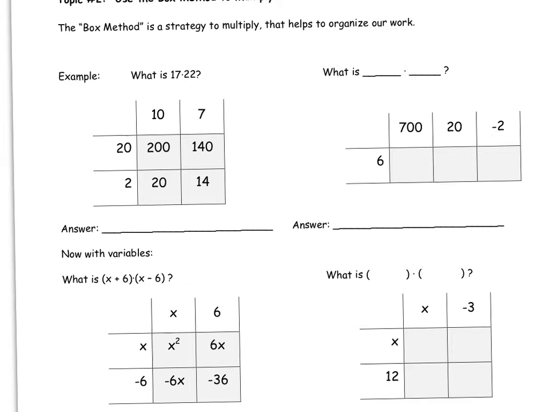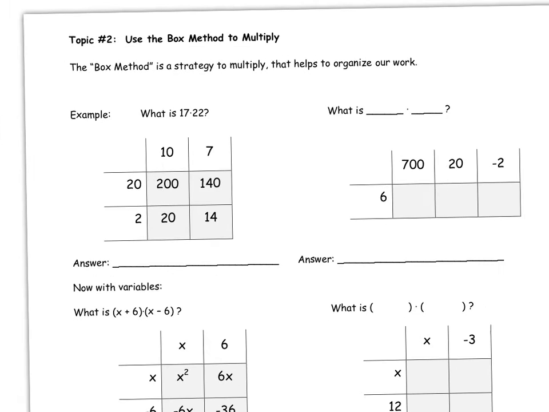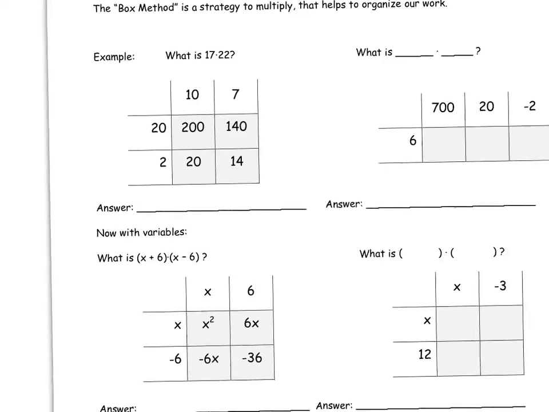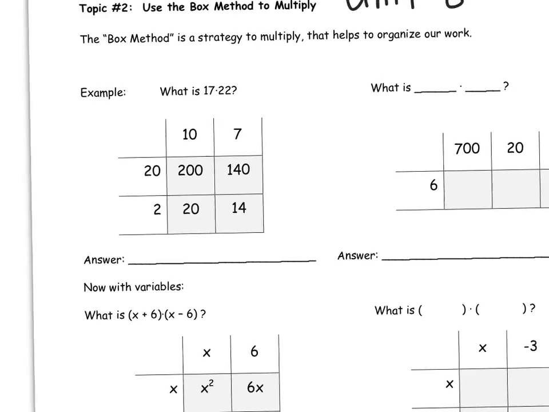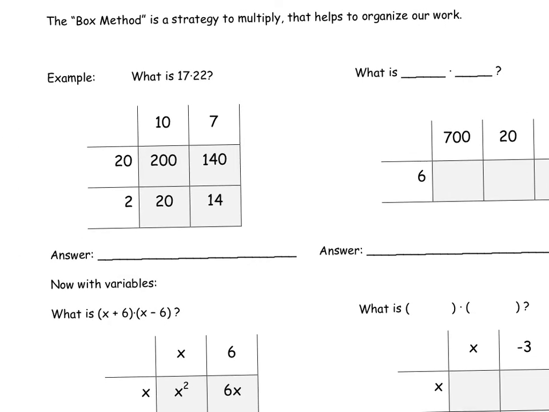Hey, this is Unit 8, and we are on Topic 2. And this is a pretty quick topic. It is about using the box method in order to multiply. And everything in here should look really familiar to something that you did probably in middle school.